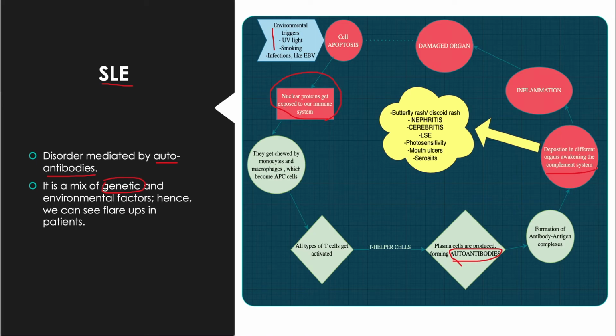activate the complement system. And because of this activation of the complement system, the patients will present with rash and nephritis, cerebritis, LSE, that is Libman-Sacks endocarditis, photosensitivity, mouth ulcers, and serositis. But because these patients are genetically more prone to having SLE, and also because of the environmental triggers frequently, there's going to be an abnormally activated complement system that will lead to presentation of these symptoms in patients.